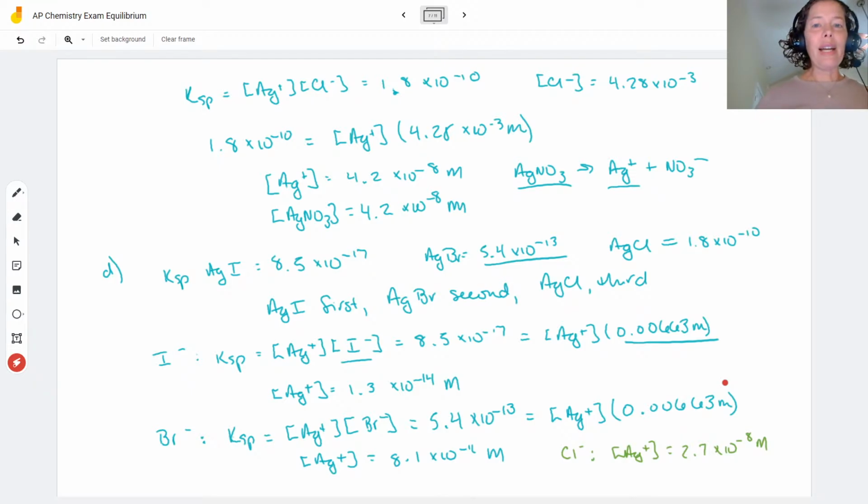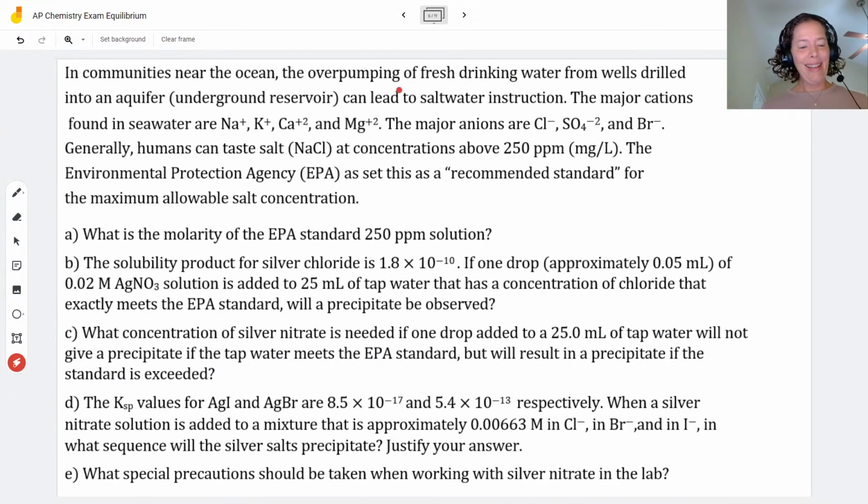Okay. All right. We've got one more question in this problem, I think. So part E: what special precautions should be taken when working with silver nitrate in the lab?